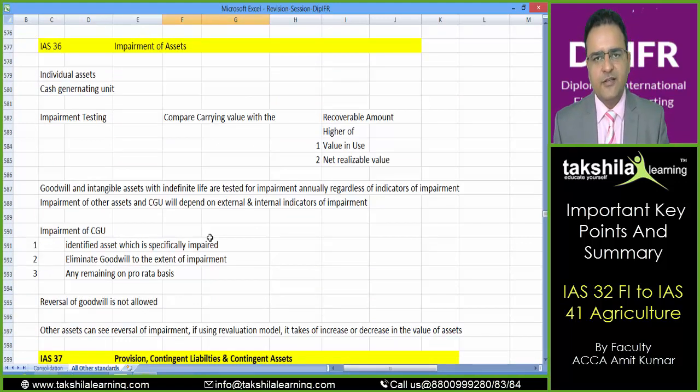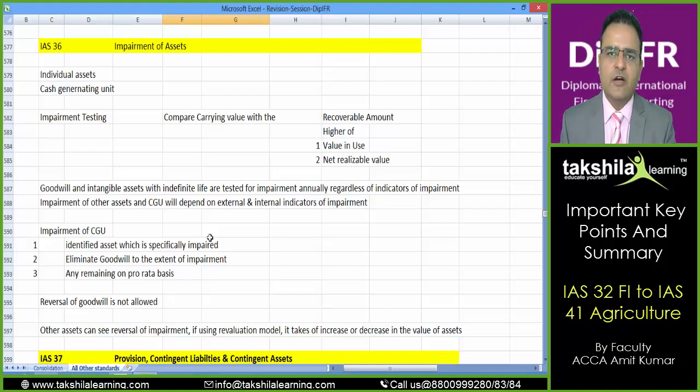Now, as the name suggests, impairment is applicable to the assets which are carried at cost, because the assets which are carried at fair value are subject to automatic impairment at the end of each year, and they are revised at the end of each year. So the assets which are carried at cost are subject to impairment, and we test the carrying value in comparison to their recoverable amount. Now why do we do so?